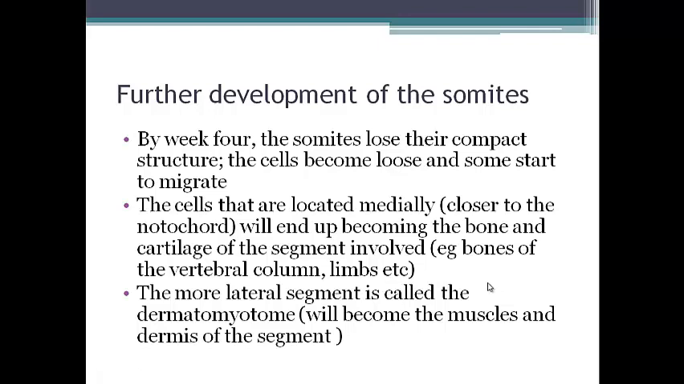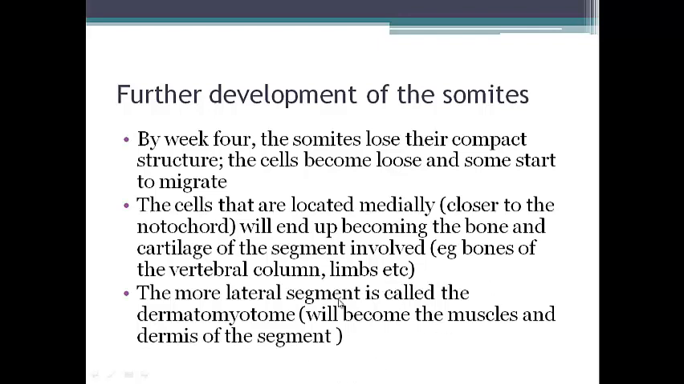So let's say you're looking at the somites that are found in the upper back. Those are probably going to give you the vertebrae in that region. They're going to give you the bones of the upper limb. But if you look at the somites that are lower down, they might end up giving you the bones of the pelvis, the bones of the lower limb, and so forth.